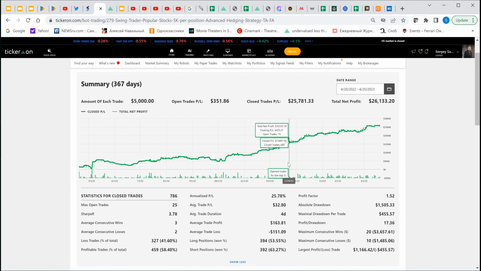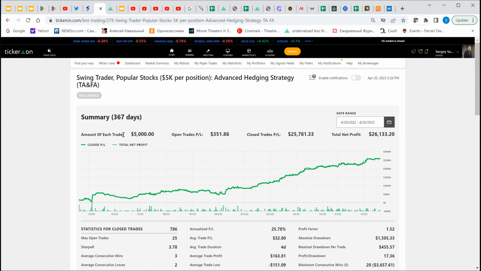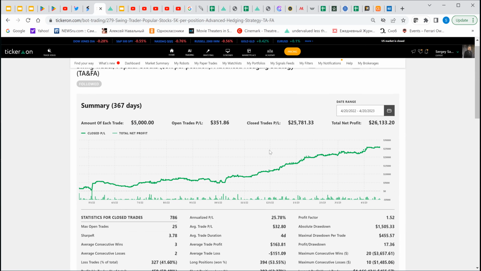Looking at the statistics, it is 25% for the last year when the market pretty much was down. The amount per trade is $5,000. And then open trades, closed trades, profit, okay.